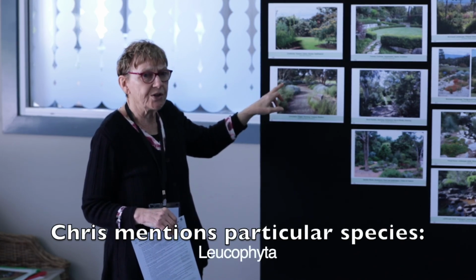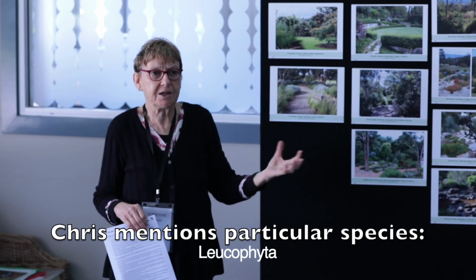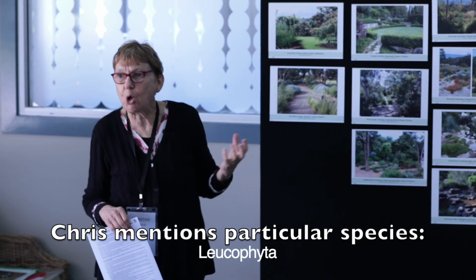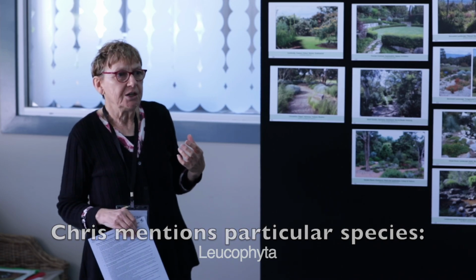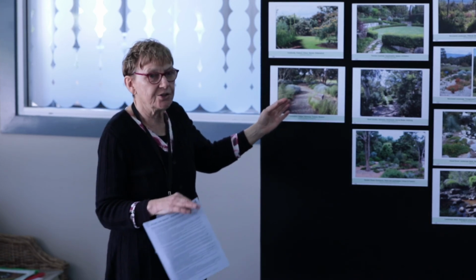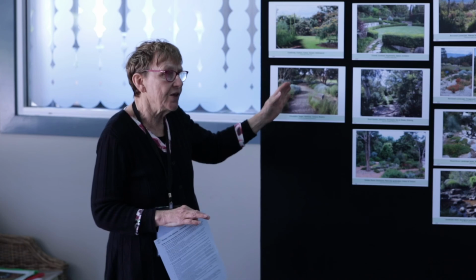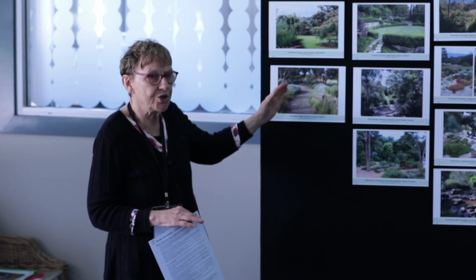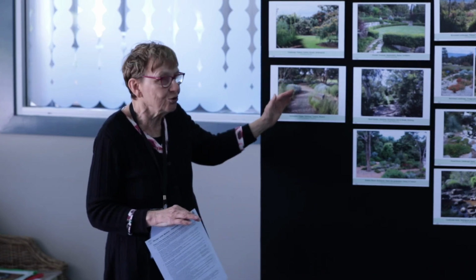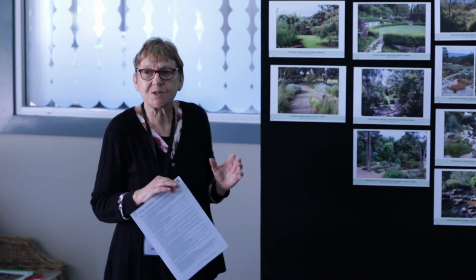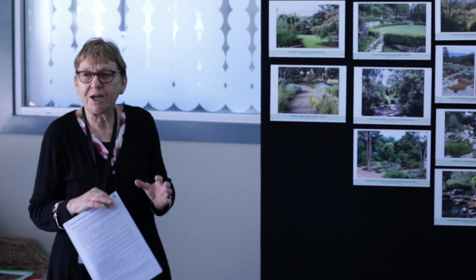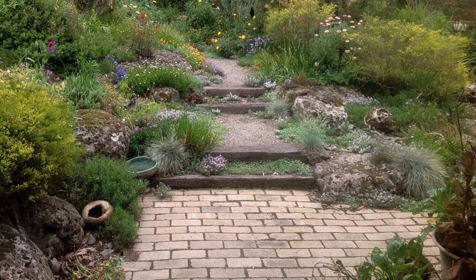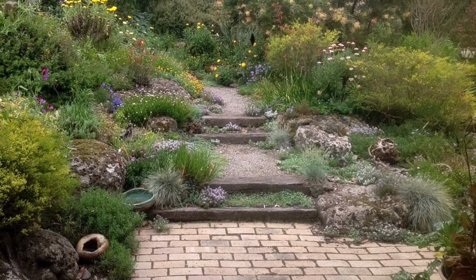Leucophyta grows by the ocean and it needs to get wind. Otherwise it gets mouldy. So you've got to know what you're working with. I know you don't like Westringias, but you could have that effect with a grey-leafed Westringia. So if you like that look, it's a matter of working out what the plants in your area are that are going to thrive and do that job.